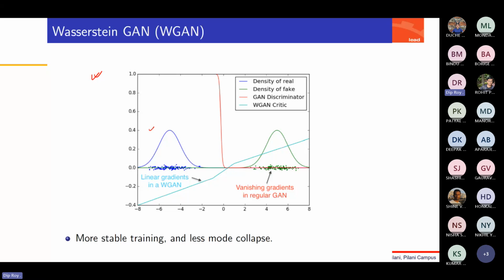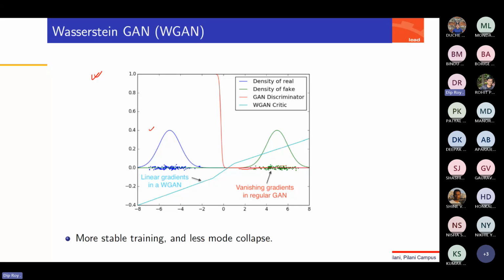The issue is that the discriminator is perfect, so it easily separates real from fake. But the fake data lies in the region where this line is flat. Okay, and where this is flat, if you want to take a gradient here, the gradient is 0. So the generator receives no gradient signal. Okay, that is, it does not know how to improve, and basically the training stalls. This is essentially the vanishing gradient problem.